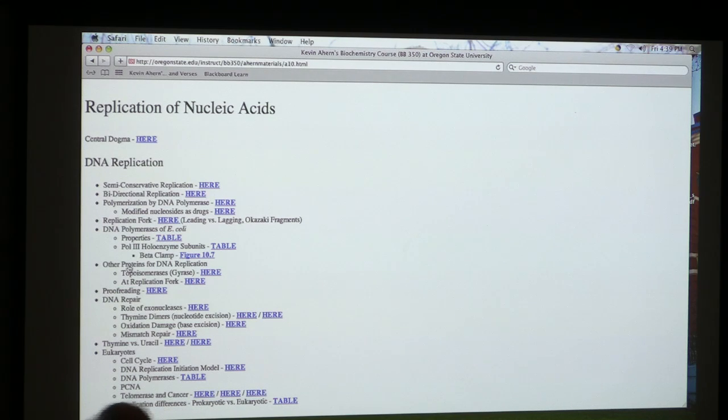So we talked about three steps in the central dogma. DNA making DNA. That's what we're going to talk about here. DNA replication. DNA replication occurs in a fairly orchestrated process inside of cells.